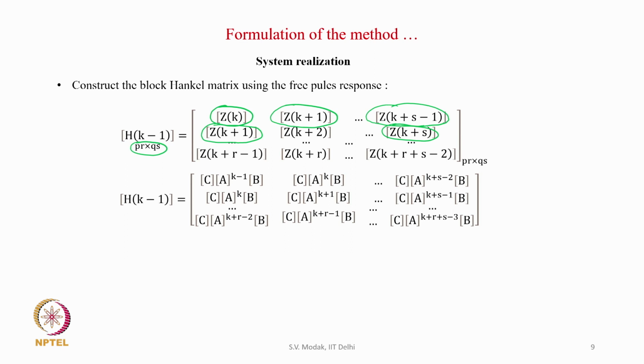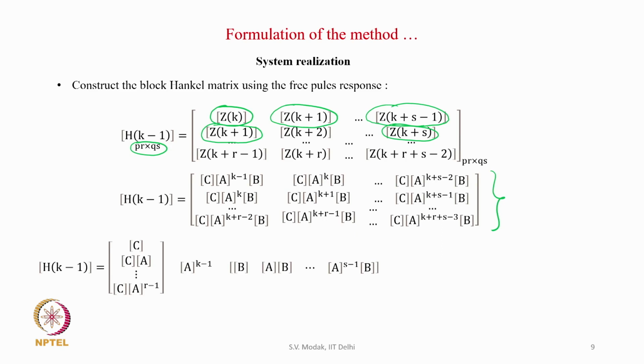Now, if we substitute the expression for the free pulse response matrix we got in this Block-Hankel matrix, we get this result, and then we can write down the Block-Hankel matrix in this form. You can see first of all a matrix here, then we have another matrix here, and then we have another matrix here. So, we can write the Block-Hankel matrix as a product of three matrices.